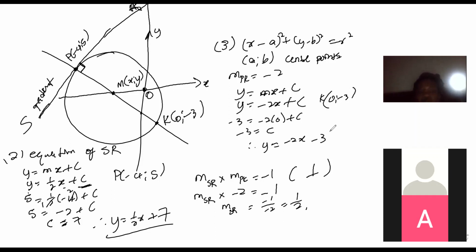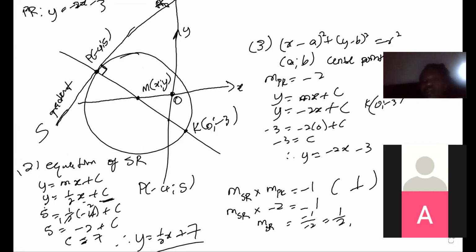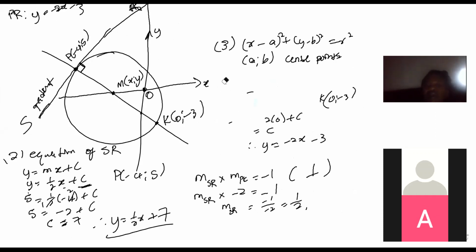Okay, so we were not supposed to even go this far. But let me just put this somewhere, maybe we might need it. So the equation of PR, let's just put it here, is y is equal to -2x minus 3. Maybe we might need it somewhere. Then let's go back here. So there was something called a midpoint.